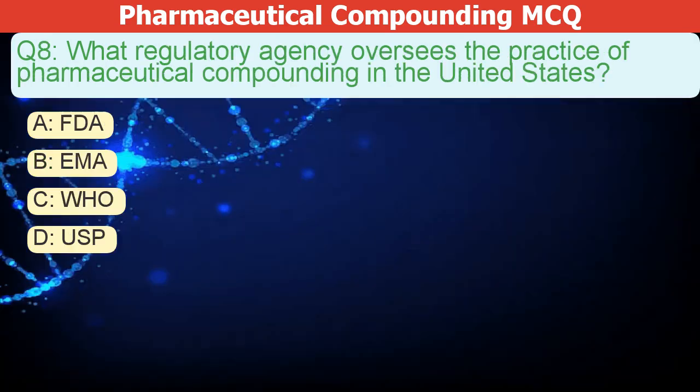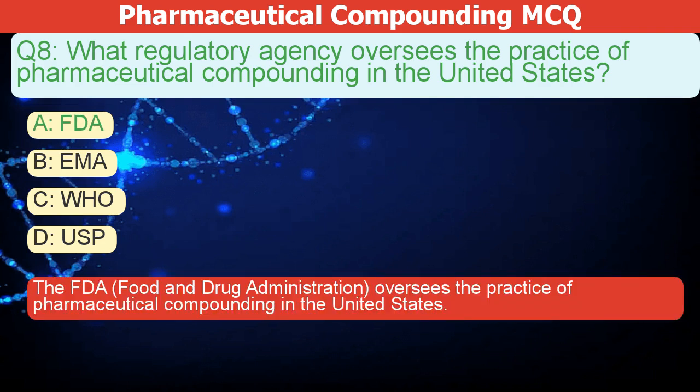What regulatory agency oversees the practice of pharmaceutical compounding in the United States? A. FDA. B. EMA. C. WHO. D. USP. The correct answer is A. The FDA, that's the Food and Drug Administration, oversees pharmaceutical compounding in the United States.